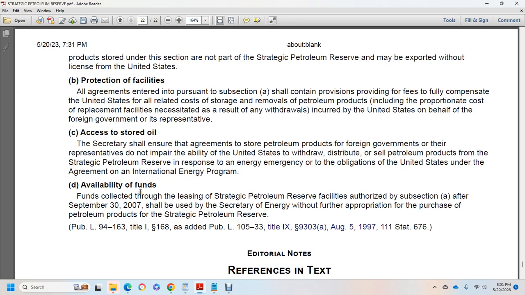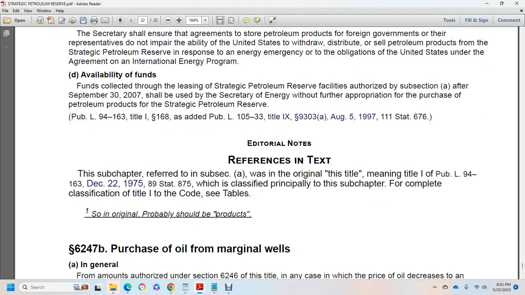Availability of funds. Funds collected through the leasing of Strategic Petroleum Reserve facilities authorized under subsection A after September 30th, 2007 shall be used, without further appropriation, for the purchase of petroleum products for the Strategic Petroleum Reserve.